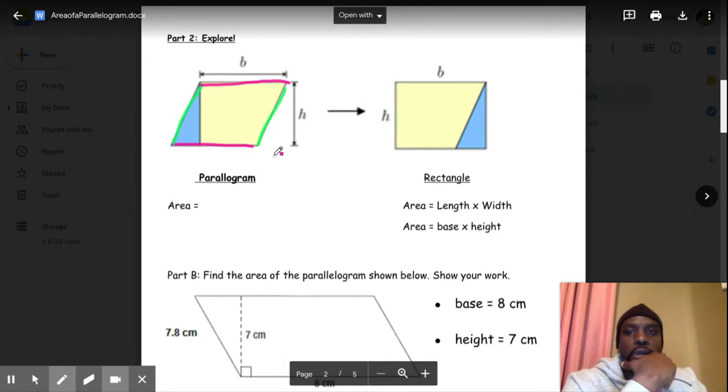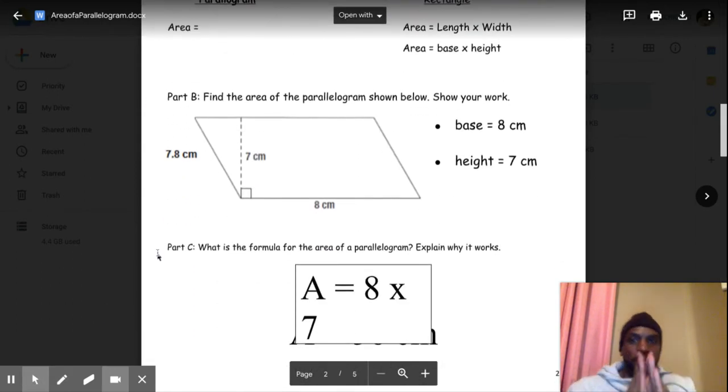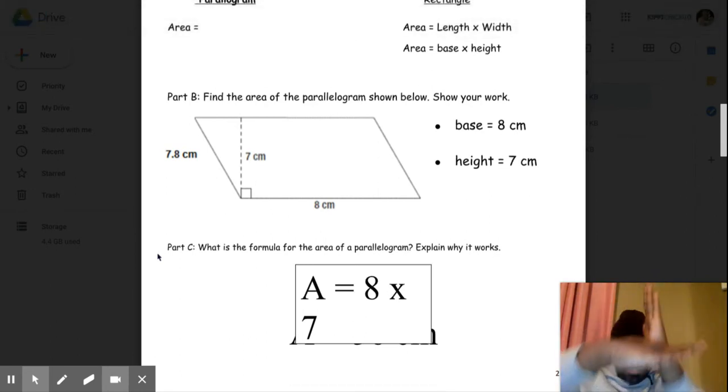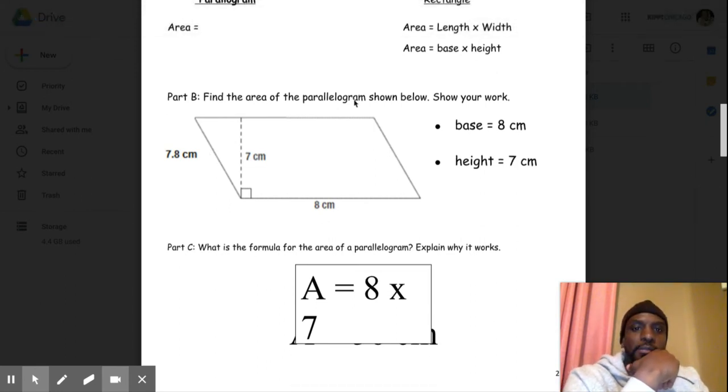So the area of a parallelogram is base times height. Say that with me, base times height. That is the bottom times the height. And you're always looking for that perfect T, that perfect perpendicular line. You want to have the perpendicular, okay? So let's look at this. It says find the area of the parallelogram shown below.